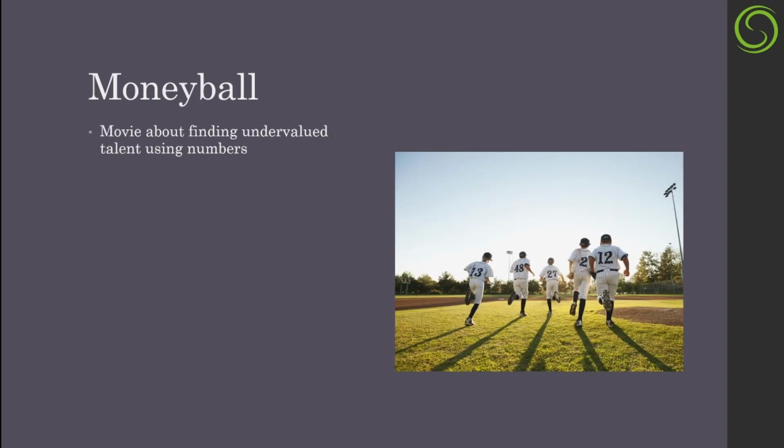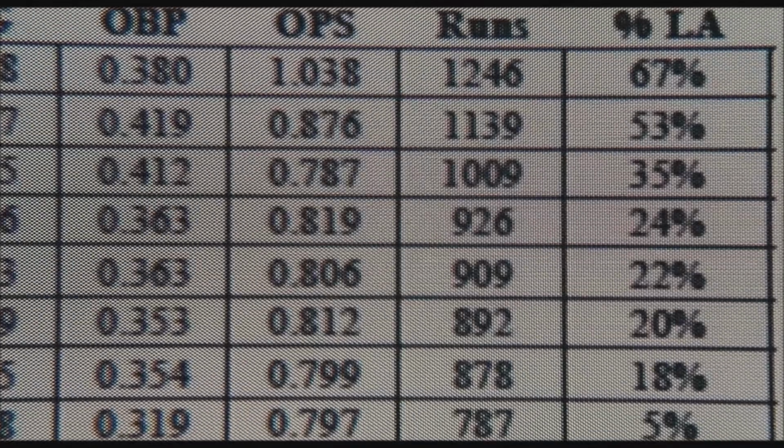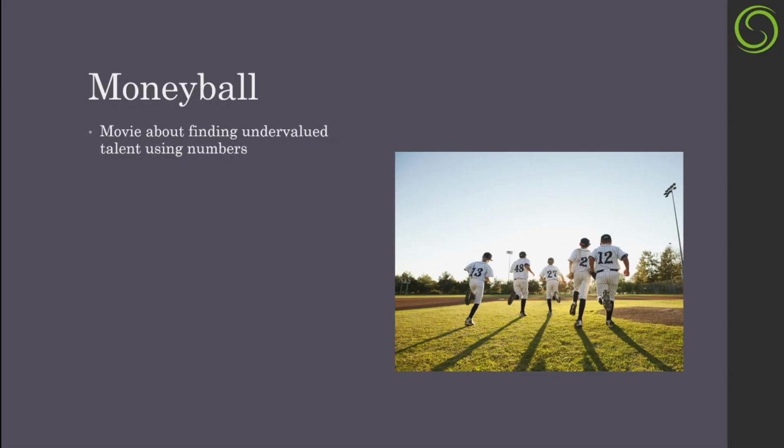A movie about finding undervalued talent in baseball using numbers is Moneyball. It's about getting things down to one number. Using the stats the way we read them, we'll find value in players that nobody else can see. And in trading, it's really no different. You are just trying to reduce trading strategies to numbers to see if they bring value. By the way, Moneyball is a great movie and I highly recommend watching it.